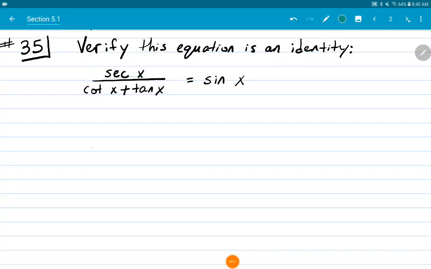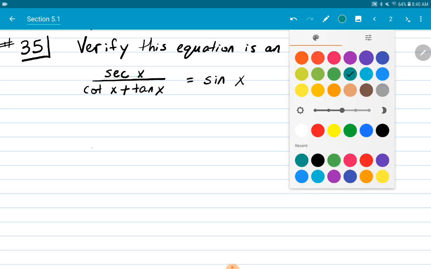In section 5.1, number 35, we need to verify this equation is an identity. The right side looks quite simple, sine of x, so I'm going to start with the left side. I'm going to write the tips as we go here. So the first, let's do some little tips over here.